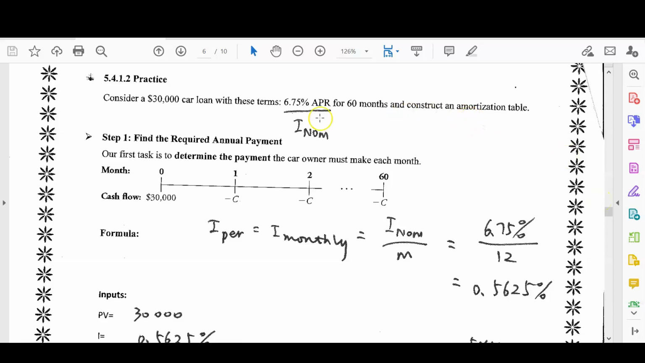In the last video, we ended with this practice problem on calculating the monthly payments, monthly interest rates for this $30,000 car loan with 6.75% APR for 60 months. I hope you successfully calculated the interest rates, monthly rates, and the monthly payments. Also, I hope you have constructed the amortization loan by using the step-by-step method and the financial calculator method.